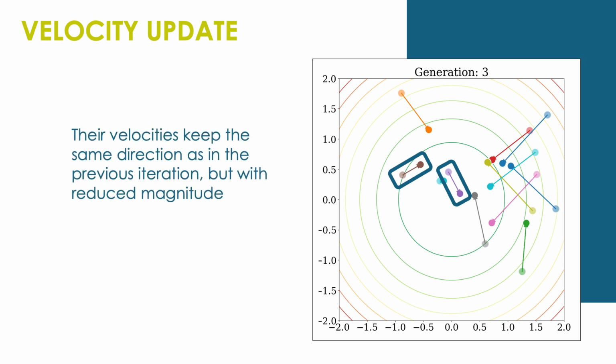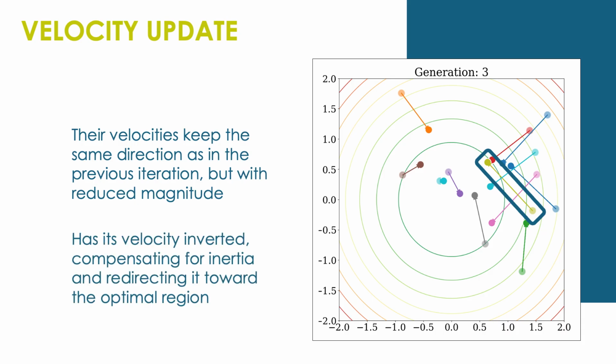Consequently, their velocities keep the same direction as in the previous iteration, but with reduced magnitude. In contrast, the yellow particle, which was moving away from both its personal best and the swarm's best, has its velocity inverted, compensating for inertia and redirecting it toward the optimal region.